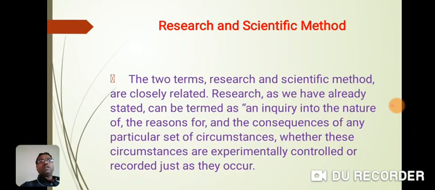The two terms research and scientific method are closely related. Research, as we have already stated, can be termed as an inquiry into the nature of, the reasons for, and the consequences of any particular set of circumstances, whether these circumstances are experimentally controlled or recorded just as they occur.